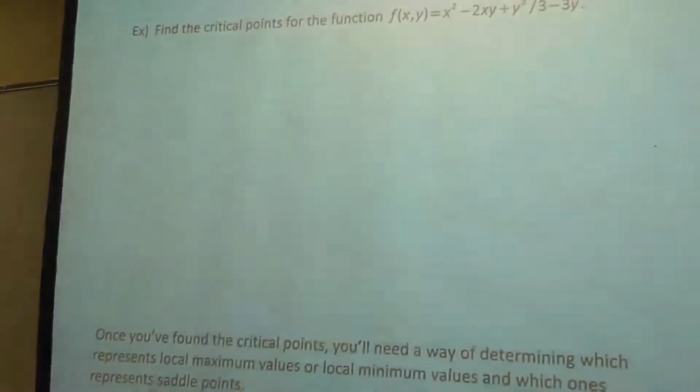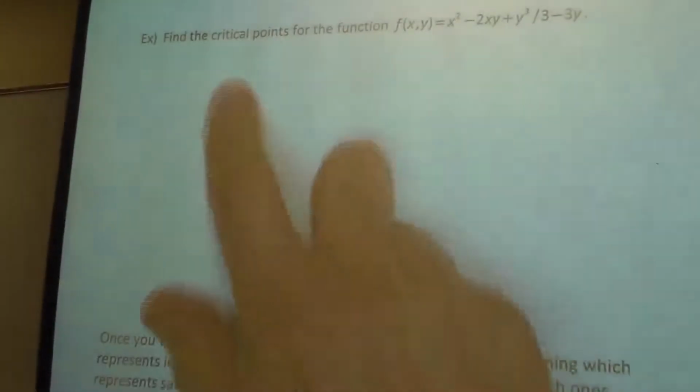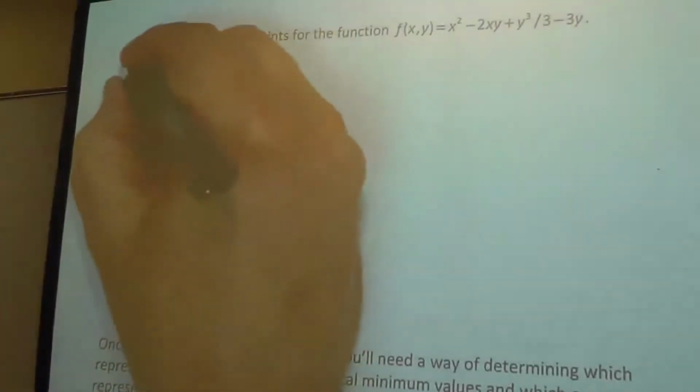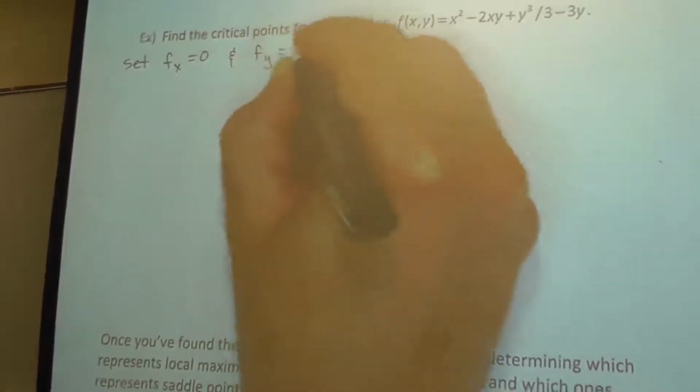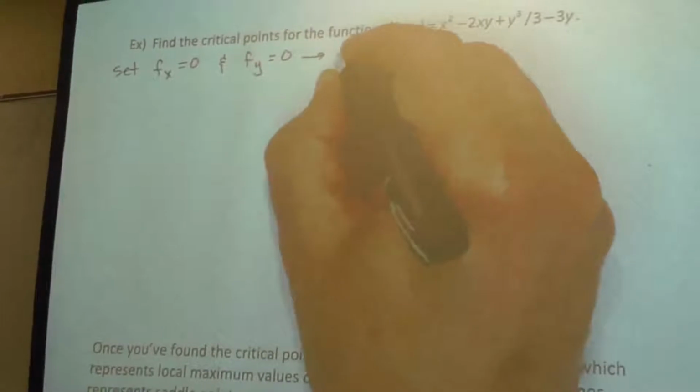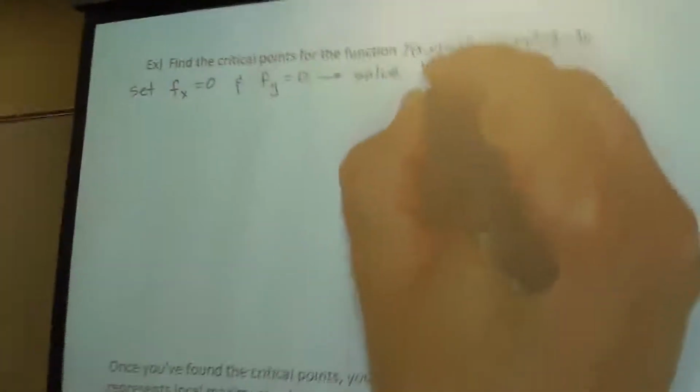First things first, when you're doing one of these max min problems, you've got to be able to find the critical points. And that's what it boils down to. Set the partial of f with respect to x equal to zero, and set the partial of f with respect to y equal to zero, and then solve the system.